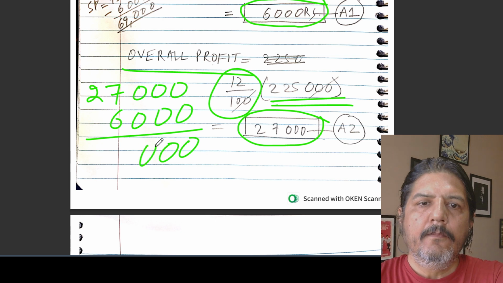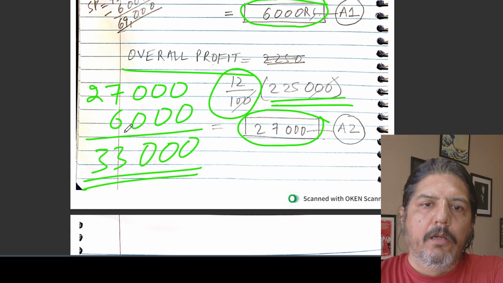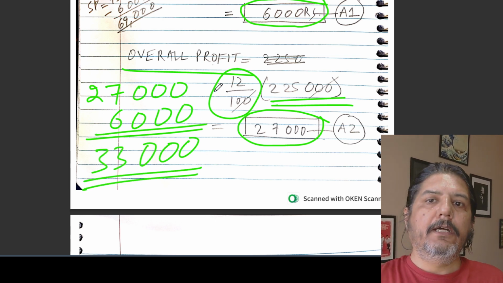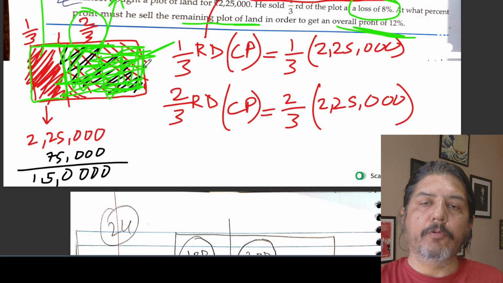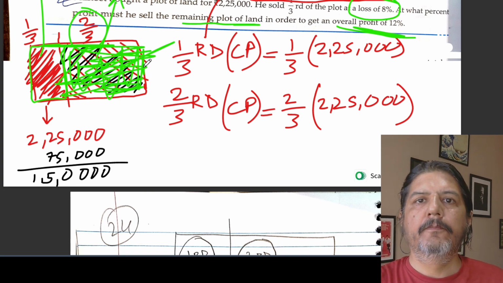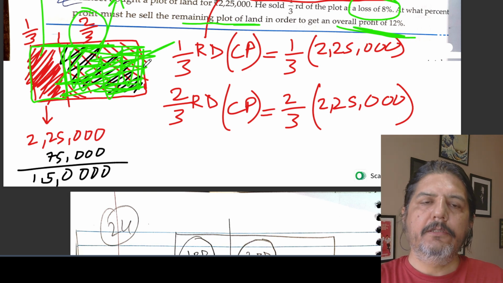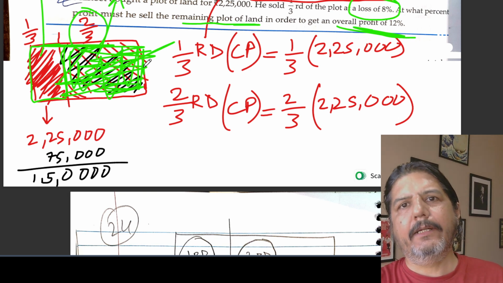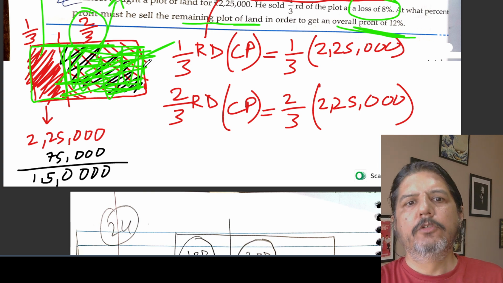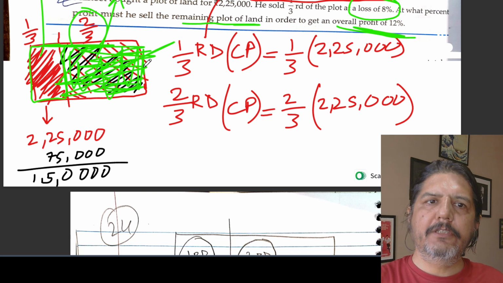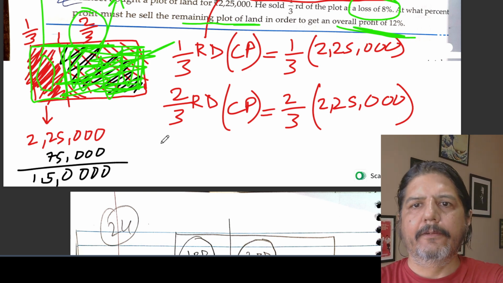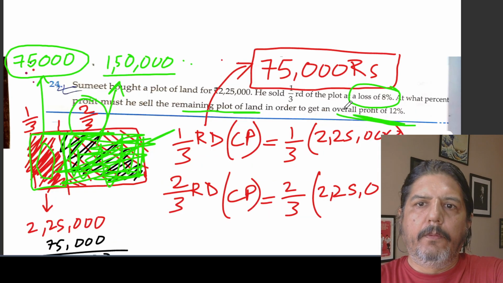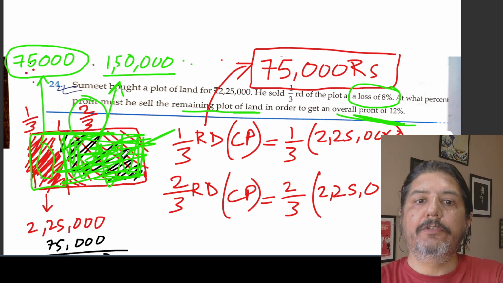So basically, what we want to do is that the rest of the land should be sold at a profit of 33,000 rupees. The rest of the land, the two-third land, should be sold at a profit of 33,000 rupees so that it recovers the loss of 6,000 rupees which was made on this one-third of the land. I hope the logic is clear. I'll have to sell the two-third of the land at a profit of 33,000.